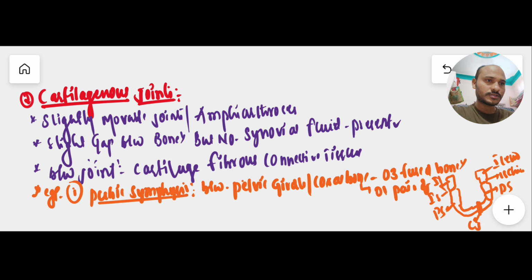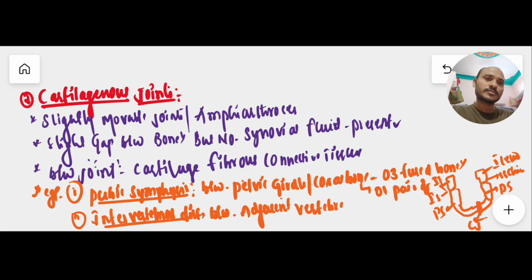This cartilaginous joint is also present in the intervertebral disc. The intervertebral disc is between adjacent vertebral column bones. So here we have various vertebral column bones, and between these two we have a cartilaginous joint.